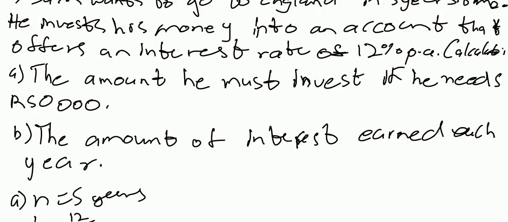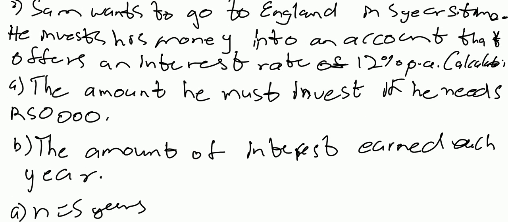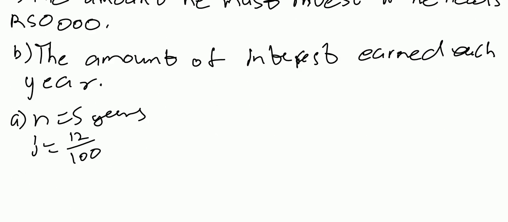Then we go back. What did they give us? They say calculate the amount he must invest if he needs 50,000. So now this is opposite. Now they give me the final amount, which is my A, which is 50,000. Because what they are saying is, how much must I invest if I want to have 50,000 at the end of 5 years? So now I want the value of P.